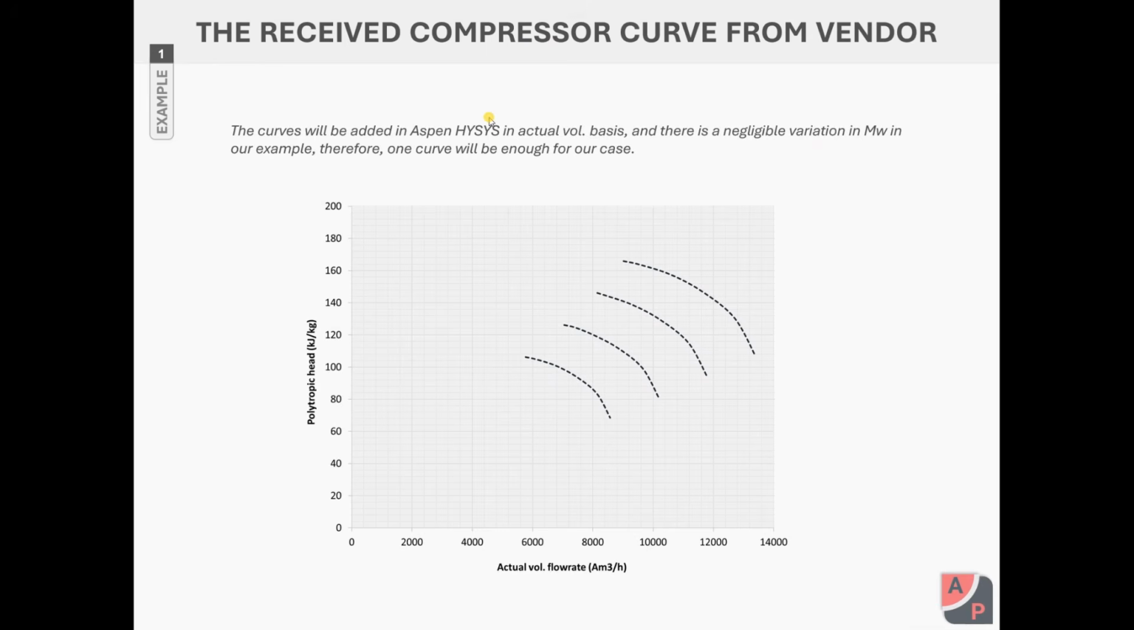Our received compressor curve, a hypothetical compressor curve from a vendor. You remember in the last session, we made the process data sheet, and on that data sheet, since we had a very small variation in the molecular weight, we didn't consider it. We wanted to receive the curves on a volumetric flow basis and implement them in Aspen HYSYS. So for our case, one curve will be enough, covering all of the operating conditions.